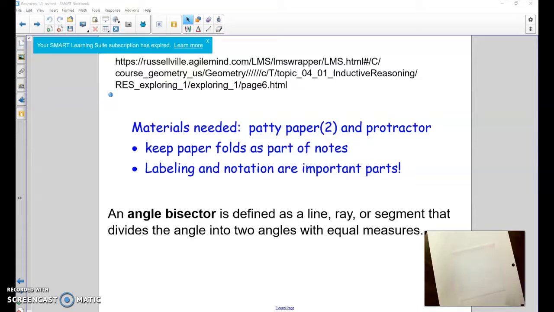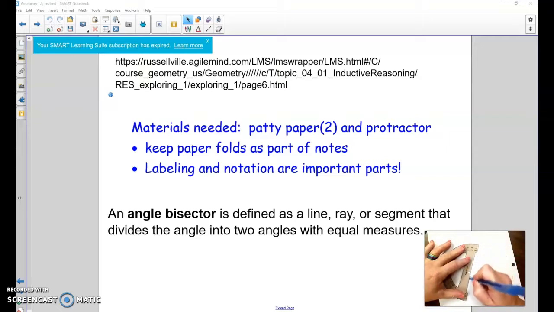Also, any drawings that we do need to be done with a straight edge. So you can use the straight part of your protractor as a straight edge to draw your figures with. And usually when we use patty paper, the larger you can make your object, the easier it is to deal with. So we're going to begin by just drawing an angle.